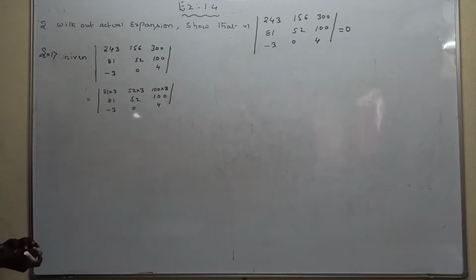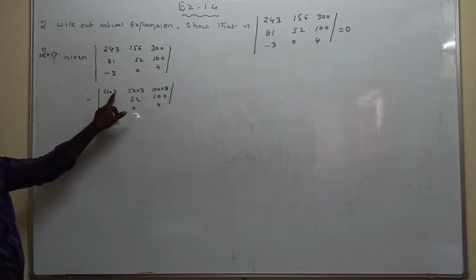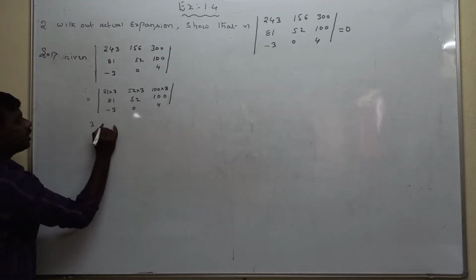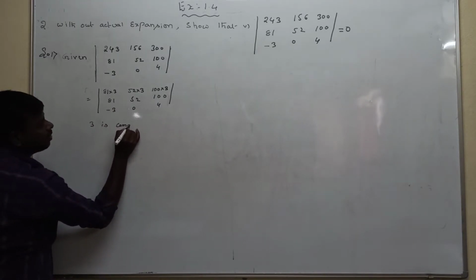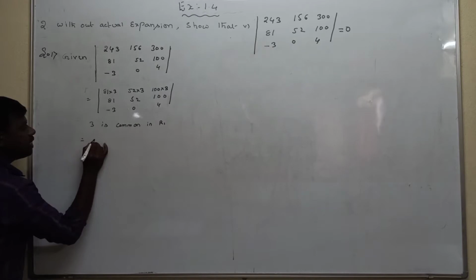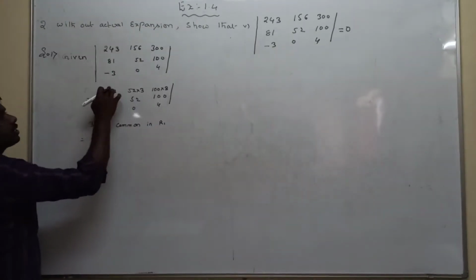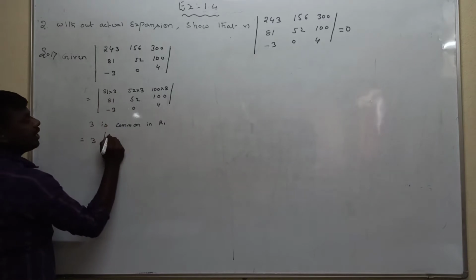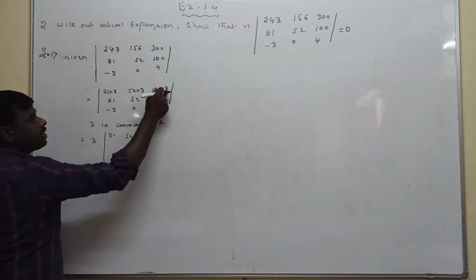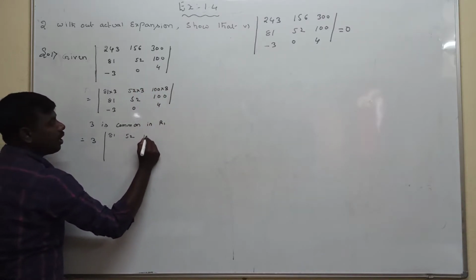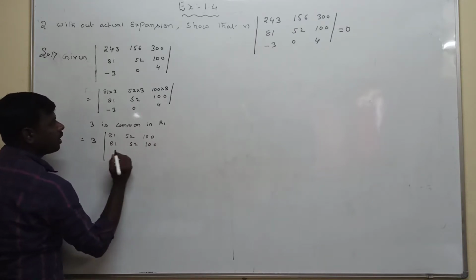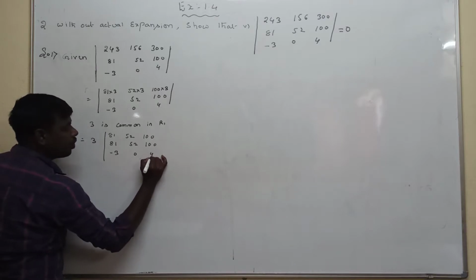Now observe here, students, each element of the first row is a product with 3. That's why we take 3 common from the first row, outside the determinant. What is left of the elements? Here 81, here 52, and here 100. So the first row is 81, 52, 100, and the second and third rows are written as before: 81, 52, 100 and minus 3, 0, 4.